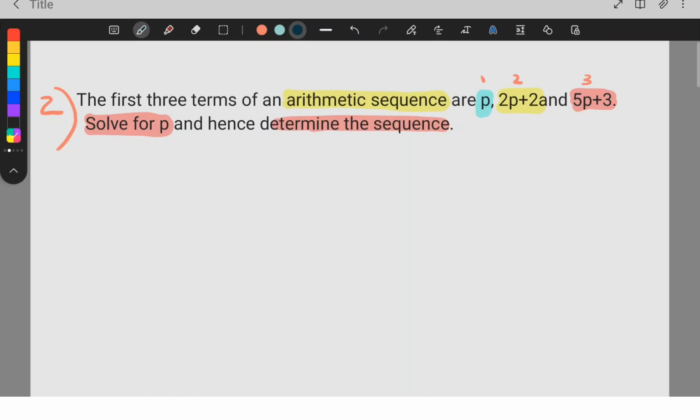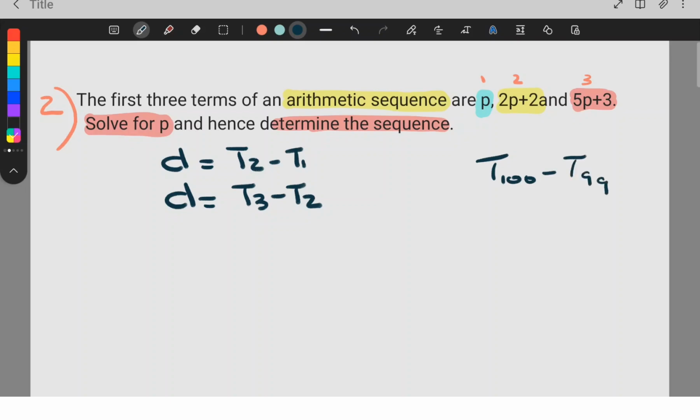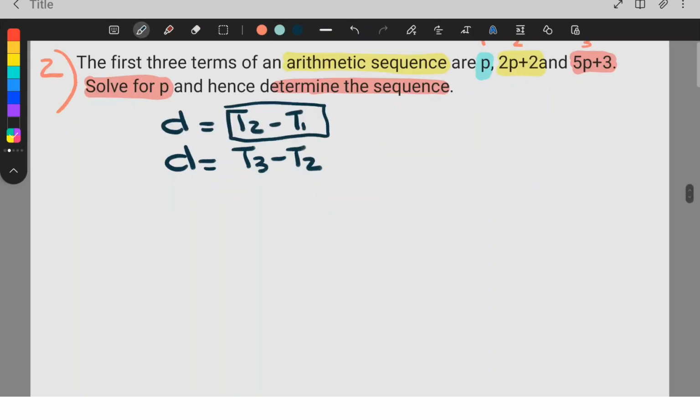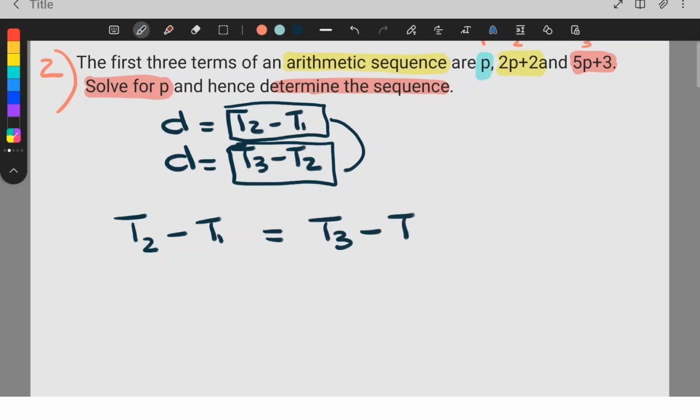Because we're working with an arithmetic sequence, we know the constant difference is T2 minus T1, or it can also be T3 minus T2. It can also be T10 minus T9. It can be T100 minus T99. But we don't have these terms, so we're only working with these two. If D is this and D is also that, it means these two are equal to each other. So I'm going to start with that. I'm going to say T2 minus T1 is exactly the same as T3 minus T2.